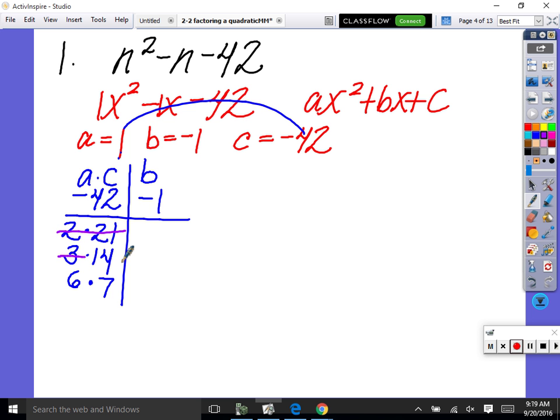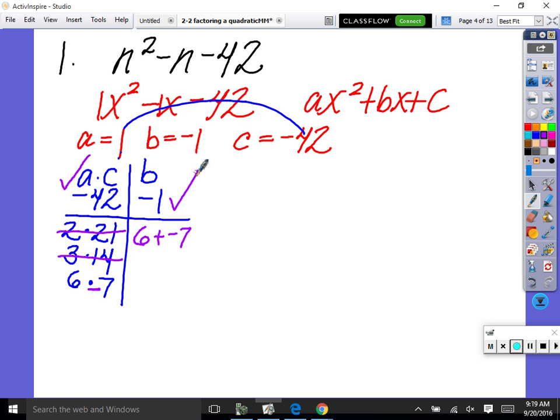How about 6 and 7? Couldn't those possibly add up to be negative 1? Yeah, but which one would need to be negative? 6 or 7? It needs to add up to be negative 1. 7, right? Now you have to check it. Here's the trick. You've got to check it in both places. Does positive 6 times negative 7 equal negative 42? Yes, correct? So we're good because positive 6 plus negative 7 also equals negative 1.